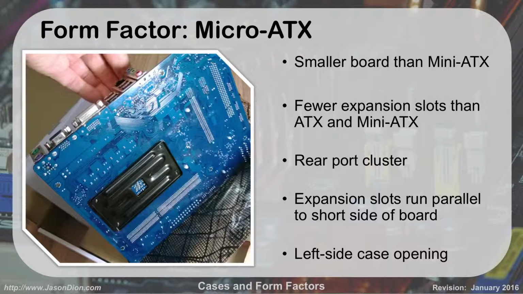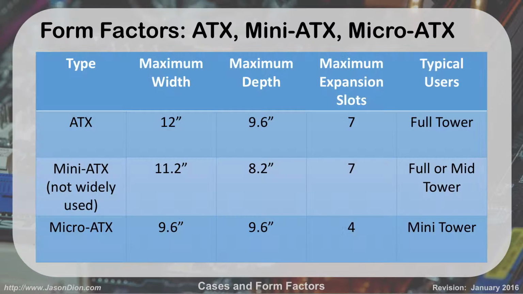A Micro-ATX is even smaller than a Mini, because Micro is smaller than Mini, right? It has fewer expansion slots than ATX or Mini-ATX. It may only have one, or it may have none. It still has that rear port cluster. It still has the expansion slots that are parallel to the short side of the board, and it's still a left opening case. Why is it all still the same? Because you can put a micro board in a full ATX size case if you wanted to. You can always take the smaller and put it in the bigger case, and it would still line up to the holes.